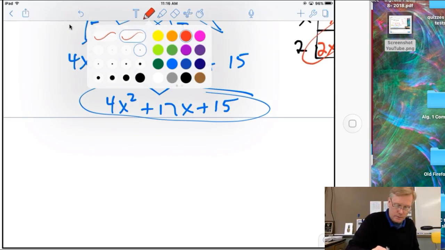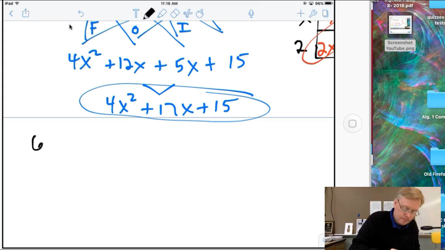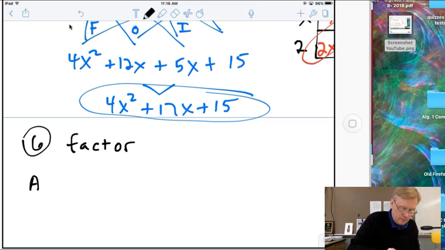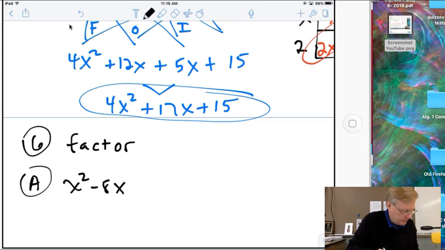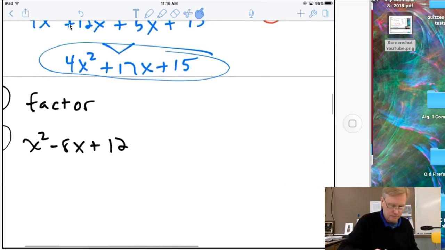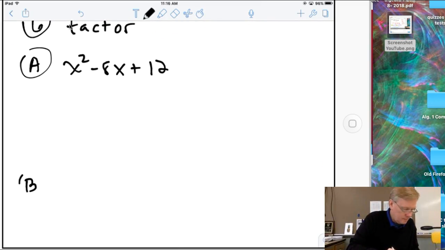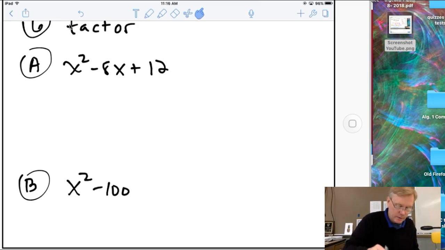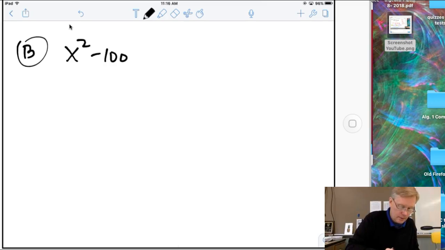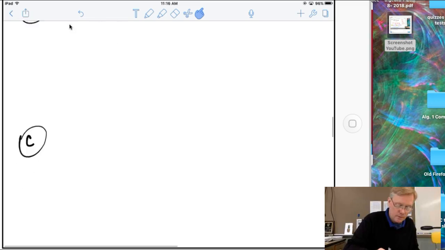Number 6, factoring. A, I got x squared minus 8x plus 12. B, I got x squared minus 100. I have a C and a D also, and I'll get to those shortly.